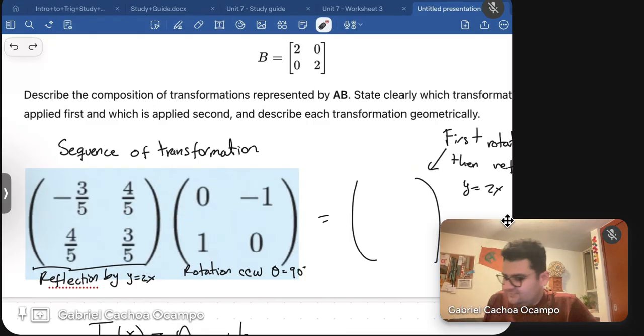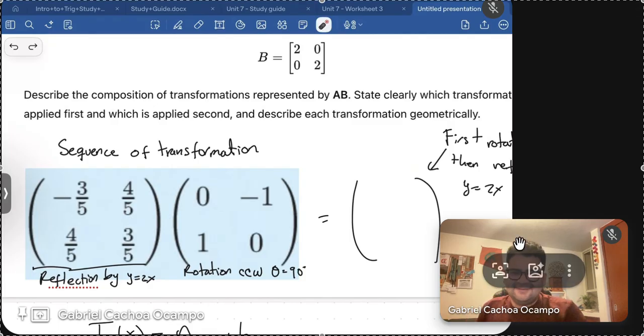And that's it. Those are the basic skills from matrix transformations. Now we can do the problems. Woo, math!